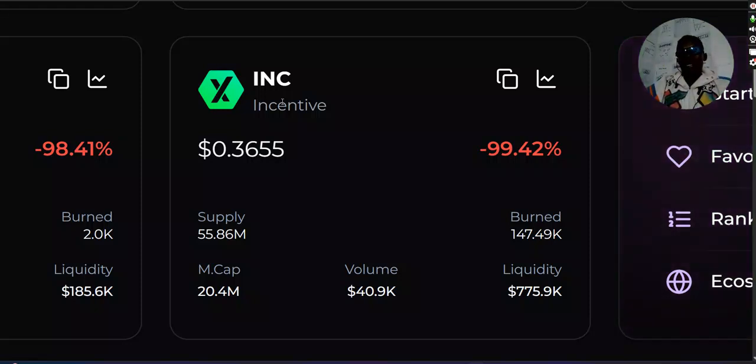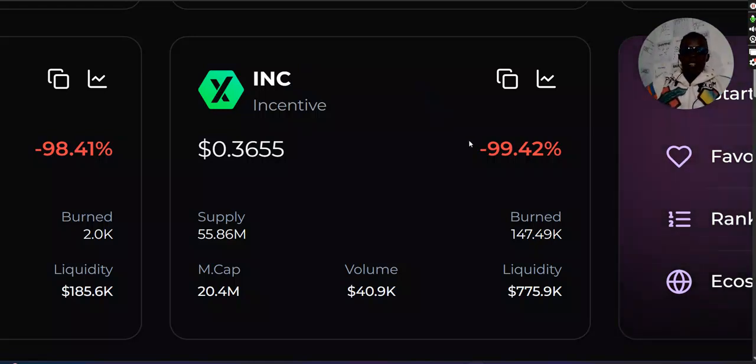Of course, now you'll be earning interest by doing that, right? And once you earn interest, the interest that you get is this incentive token. Like, you are incentivized for doing that.